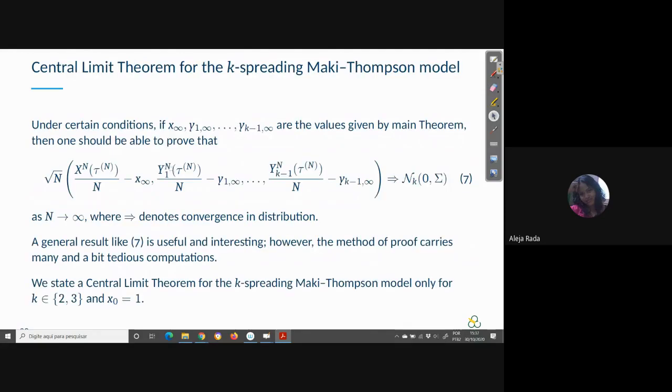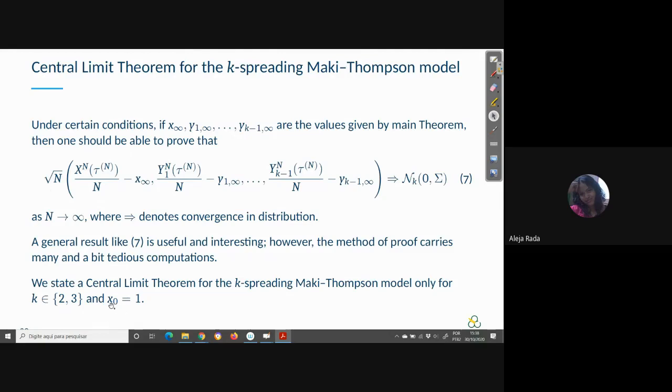What we also did is important: we also studied the central limit theorem for the spreading Maki Thompson model. We did that for k equal to 2 and k equal to 3. The method of proof is the same for any k, but it's very tedious to compute for k bigger than 3. So I will present the central limit theorem for the 2 spreading Maki Thompson model and the 3 spreading Maki Thompson model.